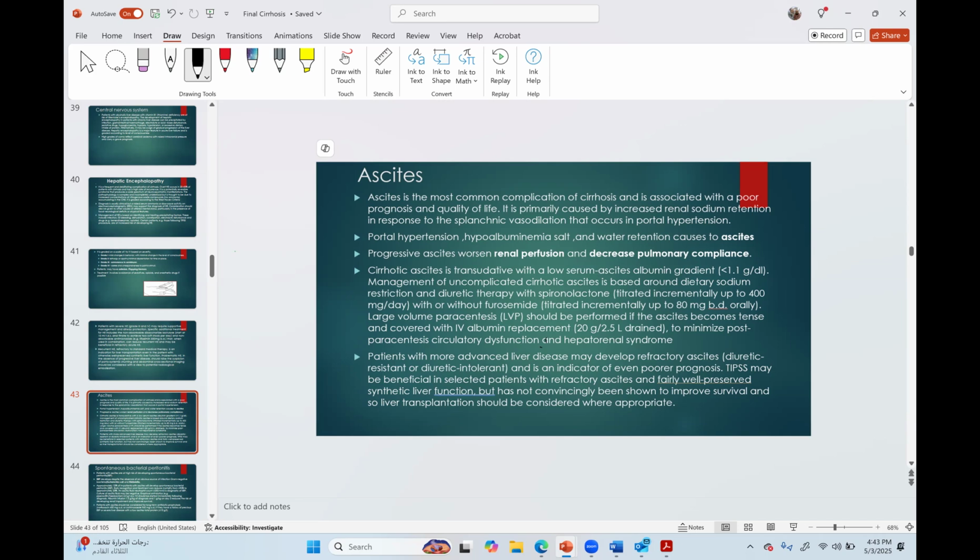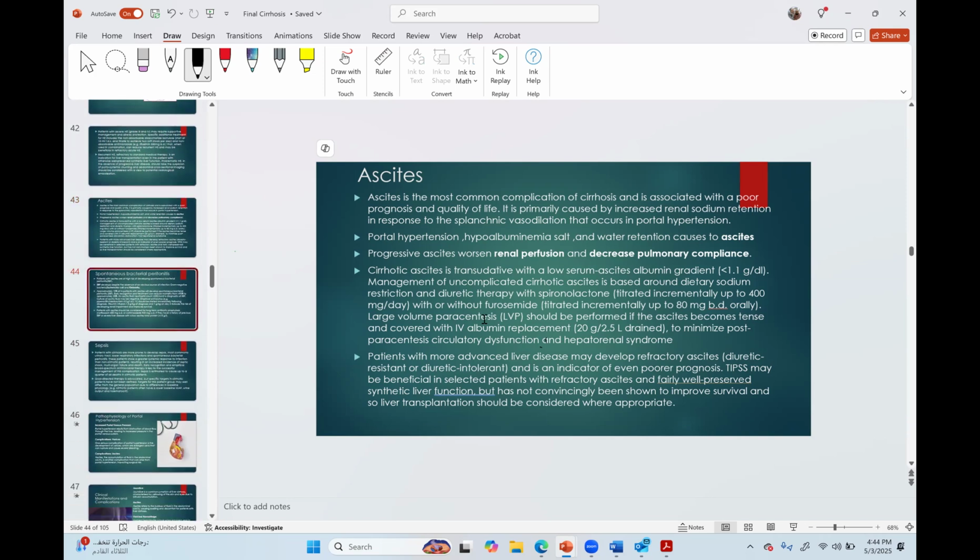And our aim is that if the patient is C, push to B. If the patient is B, push to A. If the patient is in A, don't let it go to B. If the patient is in B, don't let it go to C. So that's what we are doing, because as this ABC grows, there is a high increase in mortality. That's what happens.